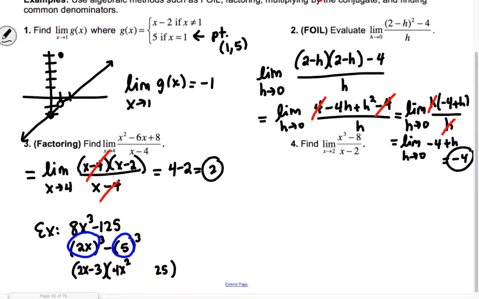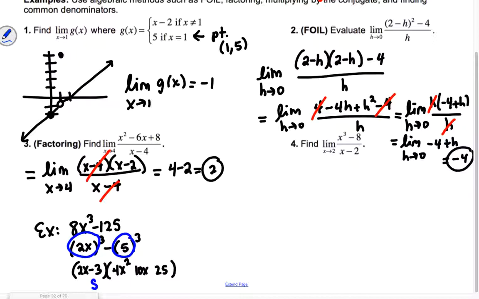And if you notice that if I FOIL things out right now, I'd at least have my 8x cubed and I'd at least have my negative 125. But your outer and inner terms are going to have to all cancel each other out somehow. So we need one more thing in the middle. So what we do is we take those two blue circles that I have and we multiply them together. So what do you get when you do 2x times 5? 10x.